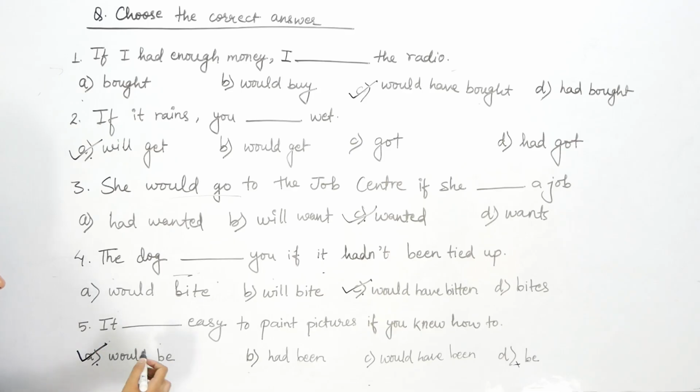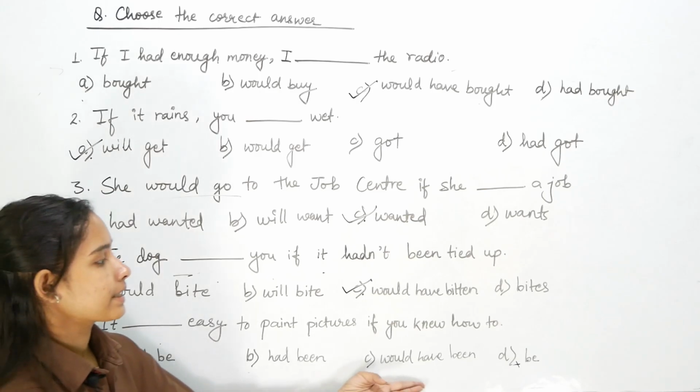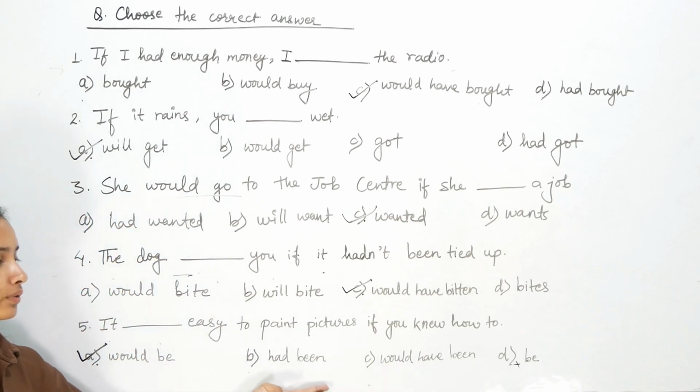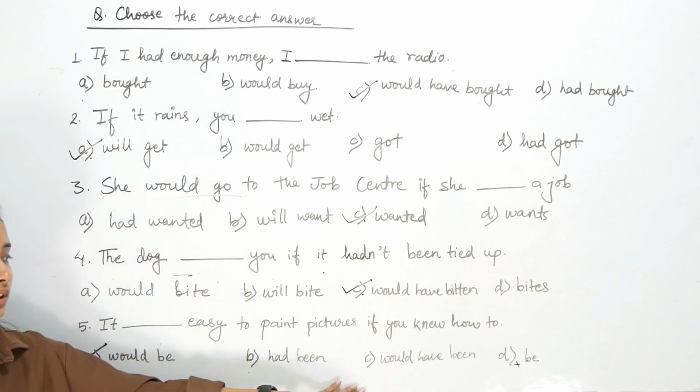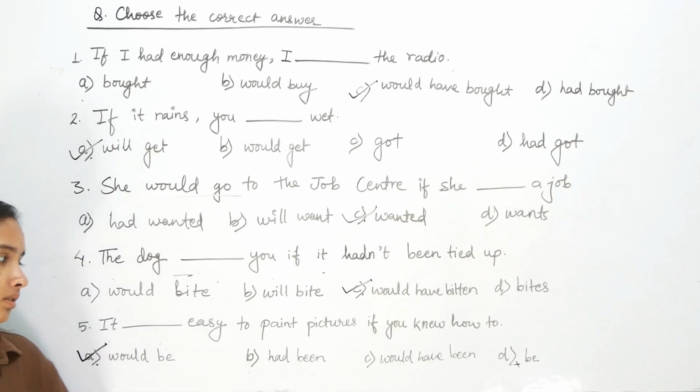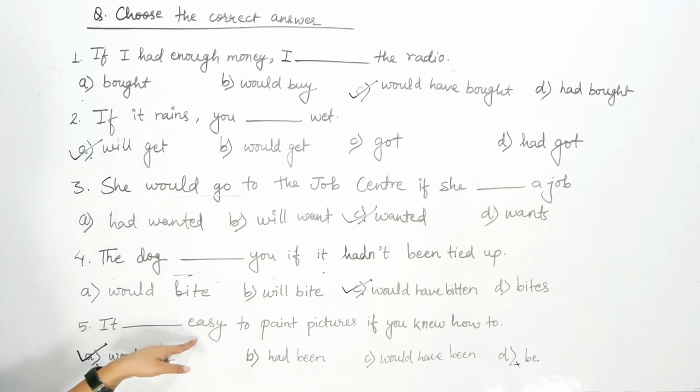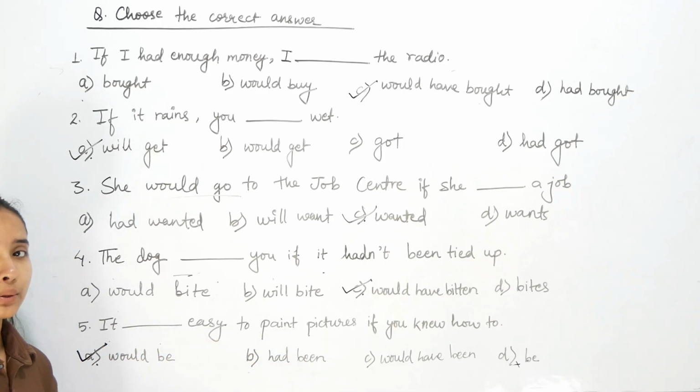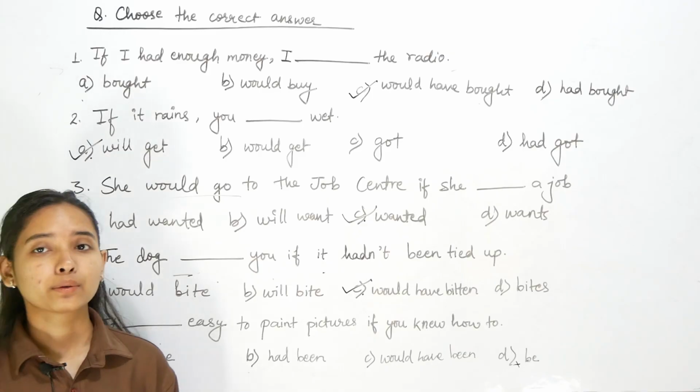It would be easy. त्यो easy हुन्थ्यो. It had been the past form मा गयो अनि यो चाहिँ यसले चाहिँ kind of type 3 मा लगिदिन्छ would have been. So we use it would be easy to paint pictures if you know how to, because this specific sentence is in type 1 को conditional sentences. Now we'll move.